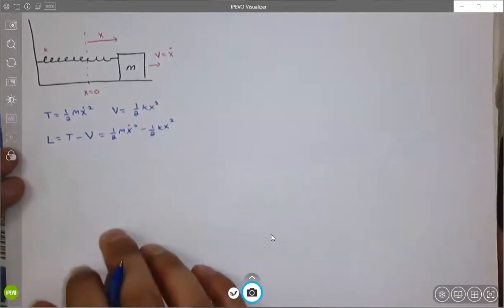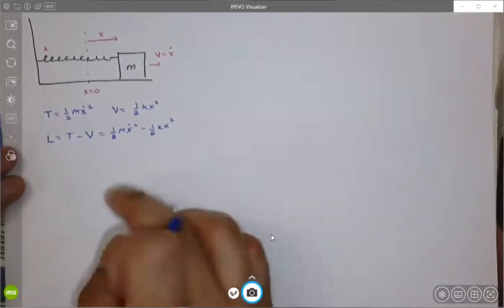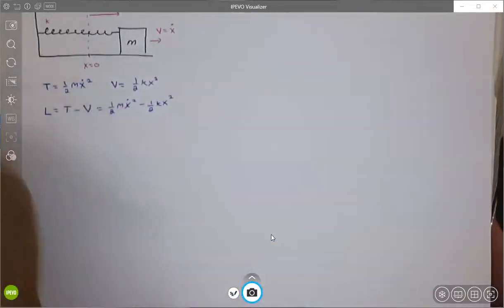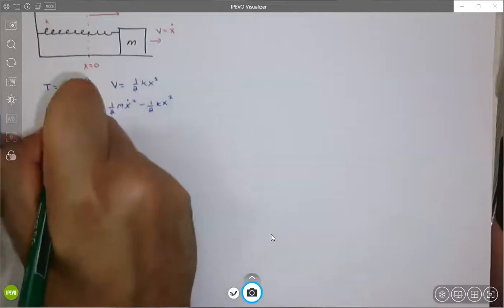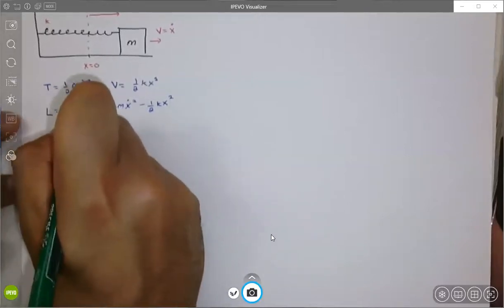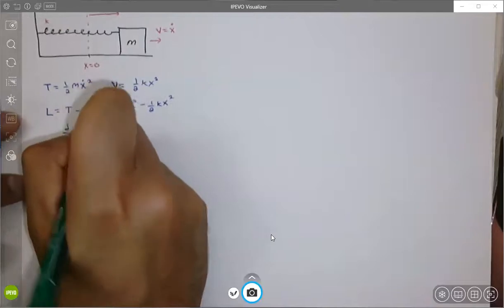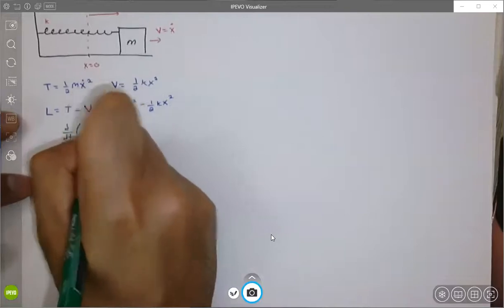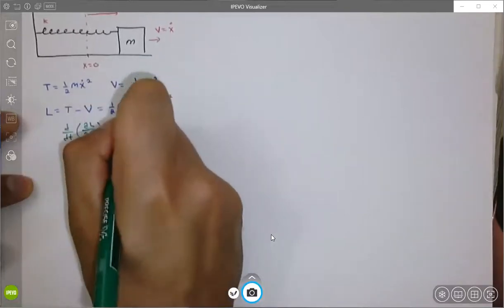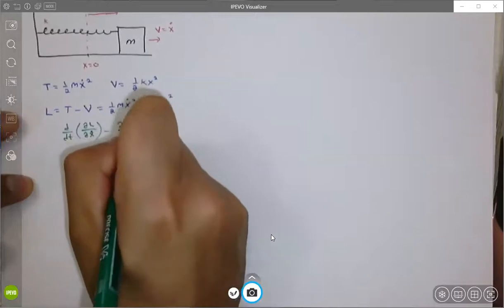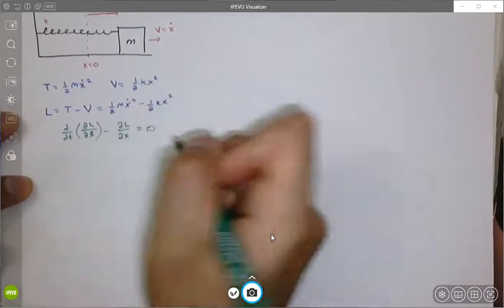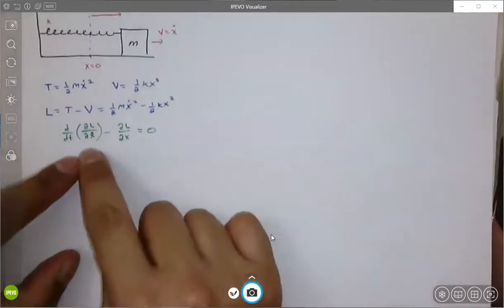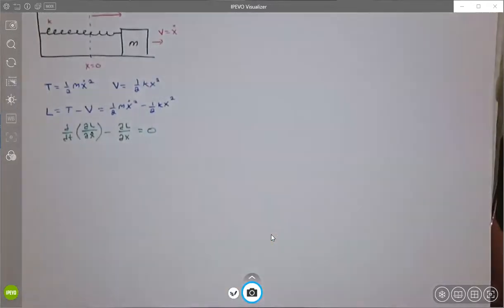Now that we have our Lagrangian, we need to put it into our Euler-Lagrange equation. The Euler-Lagrange equation, as we learned in the last lesson, was simply d dt of the partial of the Lagrangian with respect to the velocity, minus the partial of the Lagrangian with respect to position, all equals 0. So that's called the Euler-Lagrange equation. And what we need to do is we need to solve for this. We need to solve for that as well.